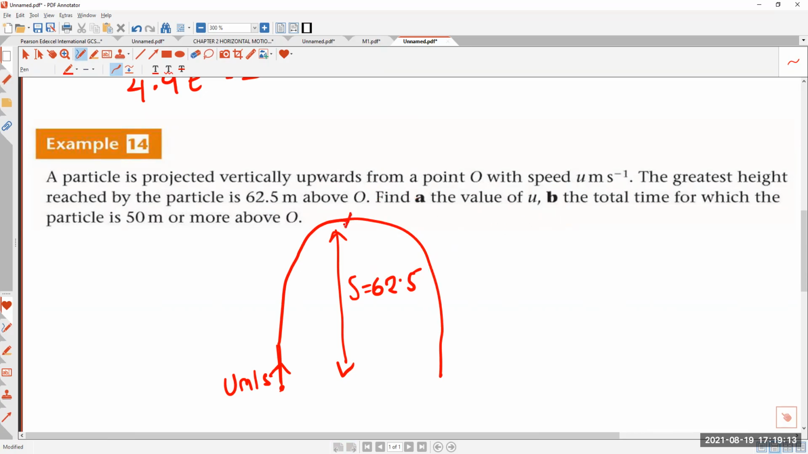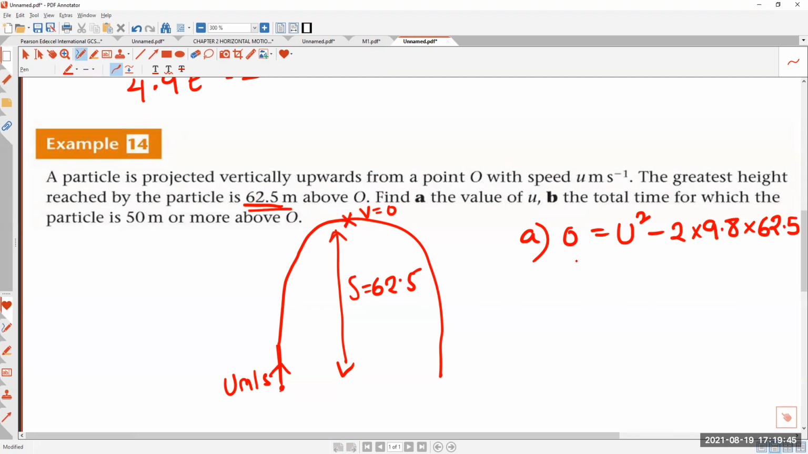So what is the final velocity over here? 0. Okay, so can we do v square is equal to u square plus 2as over here, to find the u? V square. V koto? Final velocity 0. U square koto? Jani na. U square minus 2a. A koto? 9.8. S koto? 62.5. Okay, 62.5.